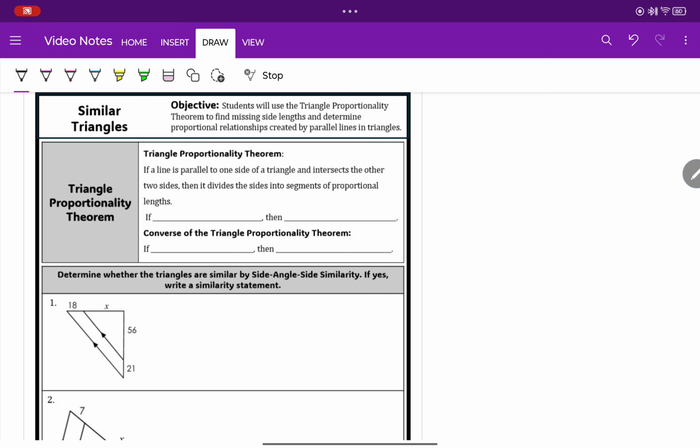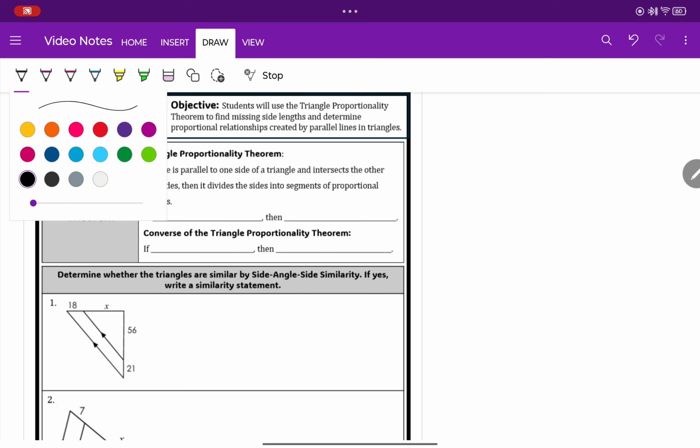So our triangle proportionality theorem is if a line is parallel to one side of a triangle and intersects the other two sides, then it divides the side into segments of proportional lengths.